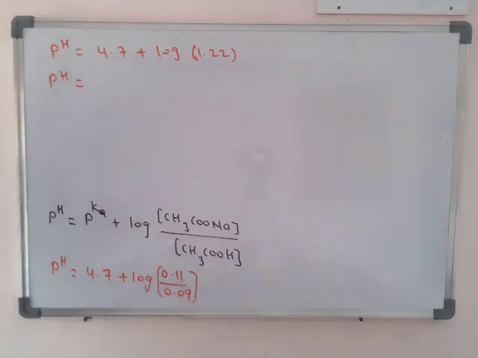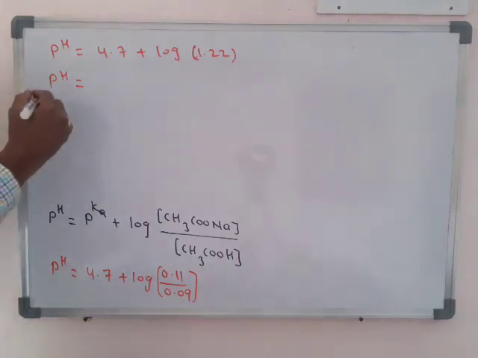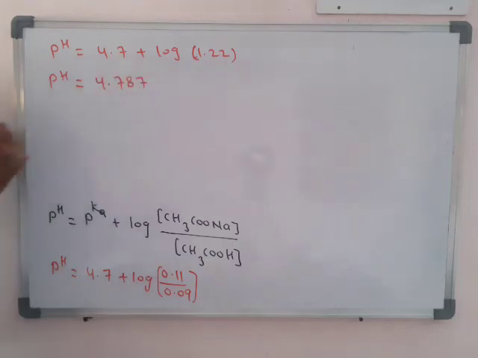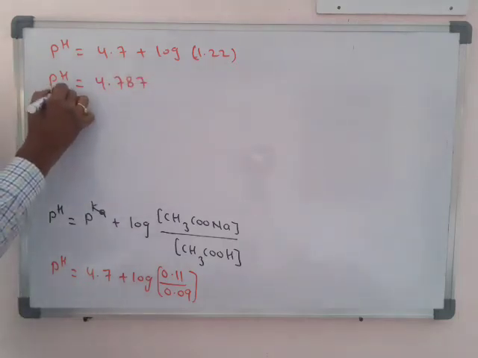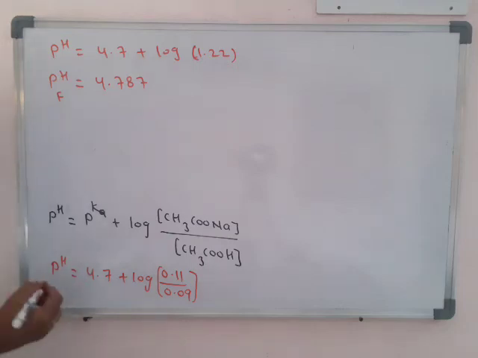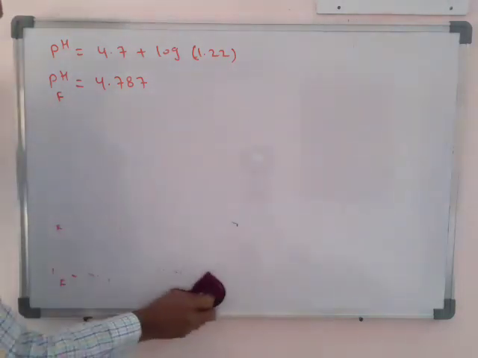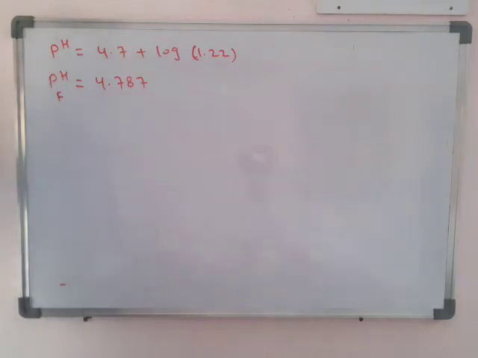So already we know the log value, 1.22, but at last we'll get 4.787. So we are taking this as the pH final. Already we know the pH initial, and we know the pH final. Now we are able to know the change in pH.